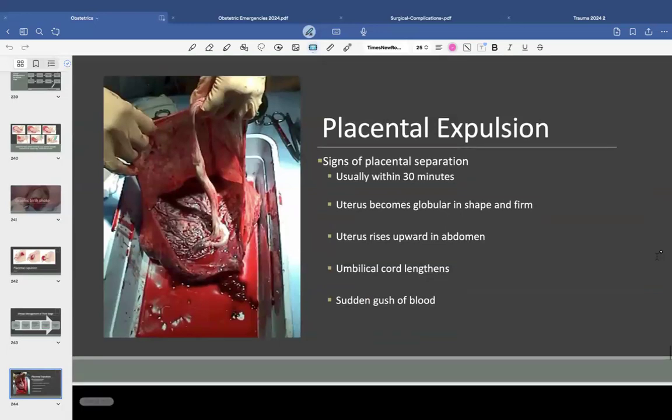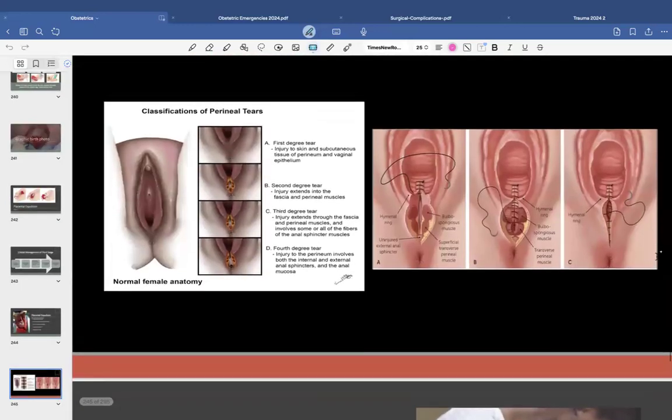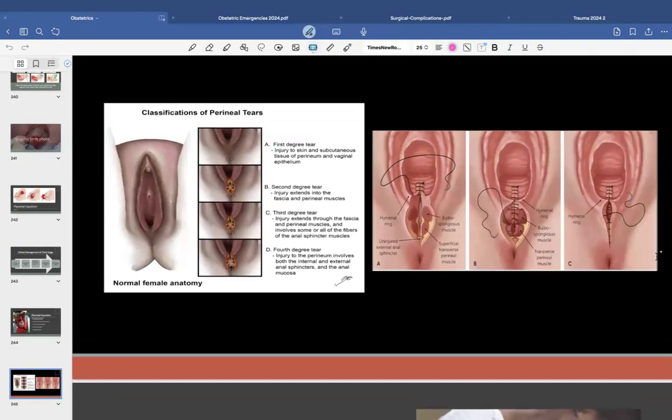These are some tears and repairs of tears. This is just a resource, of course.